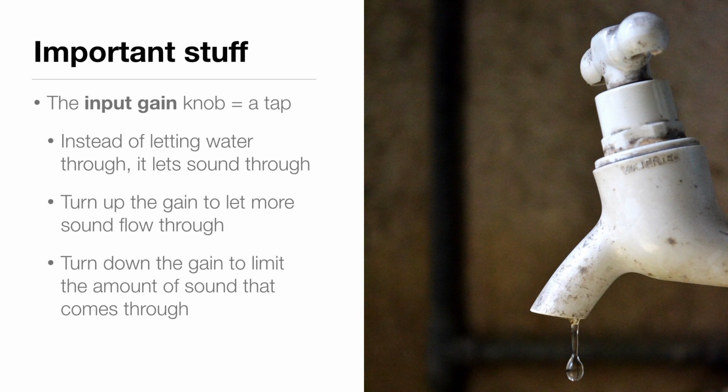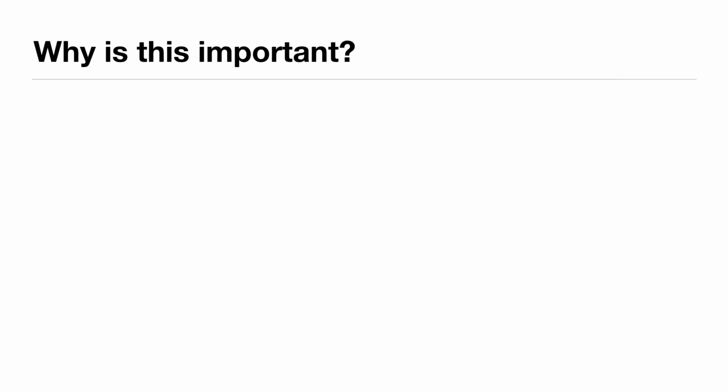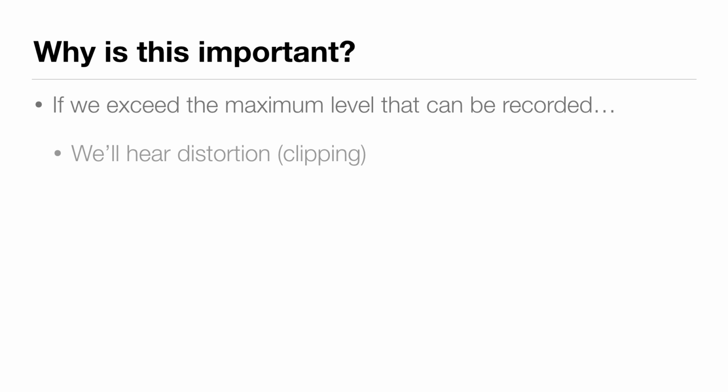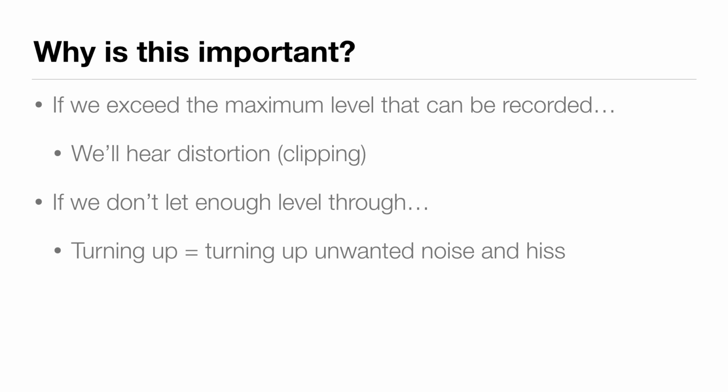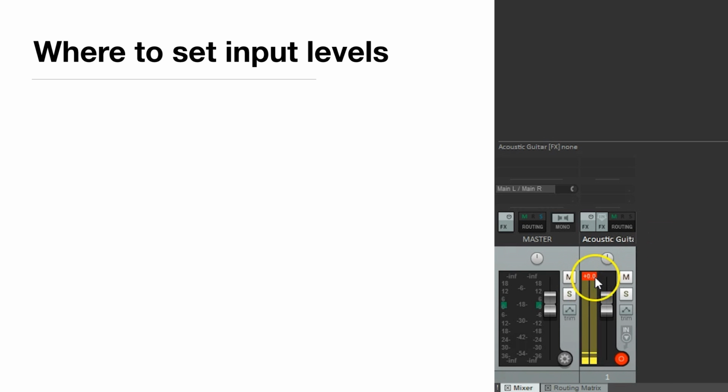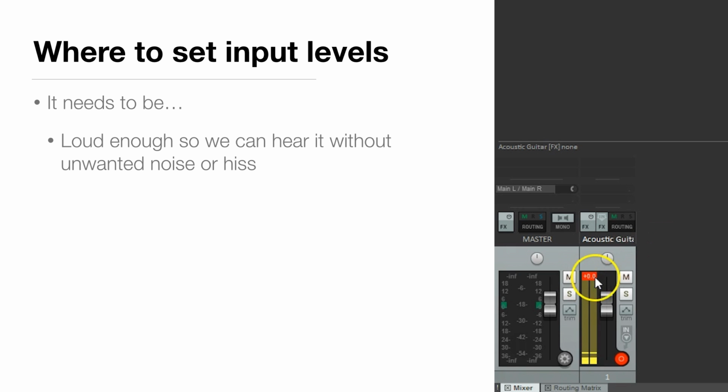This is important because there's a maximum level that can be recorded, and if we exceed that level, we'll hear distortion. On the flip side, if we don't let enough level through, we'll have to turn up the sound to hear it well. And with it, we'll also turn up unwanted noise or hiss, and we'll lose detail in the sound. So how do we know where to set our input level? We need it to be loud enough so we can hear it without any unwanted noise or hiss, but not so loud that we get distortion.